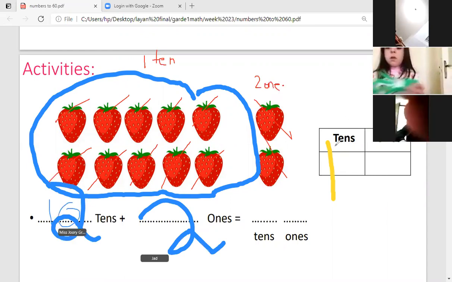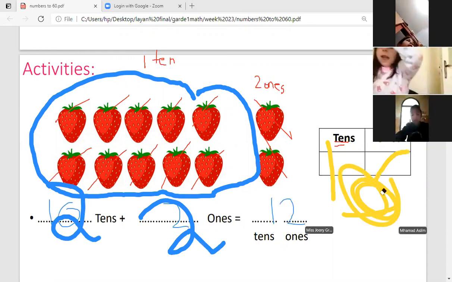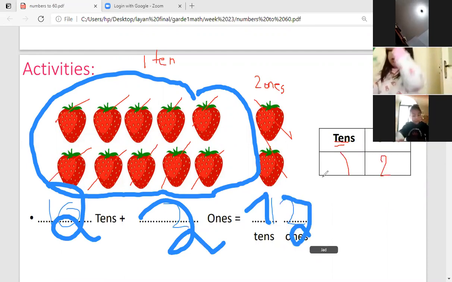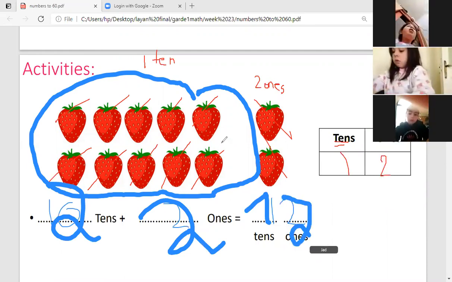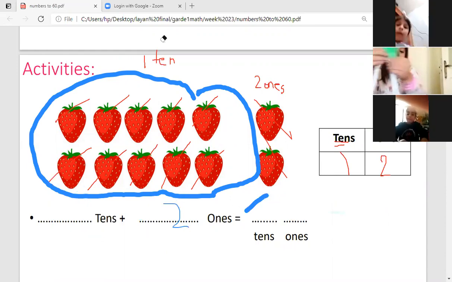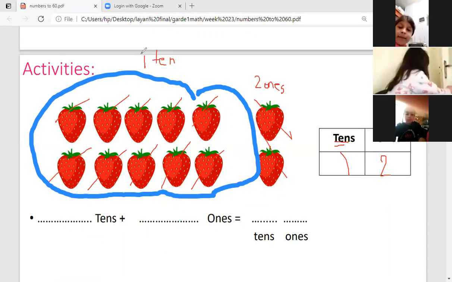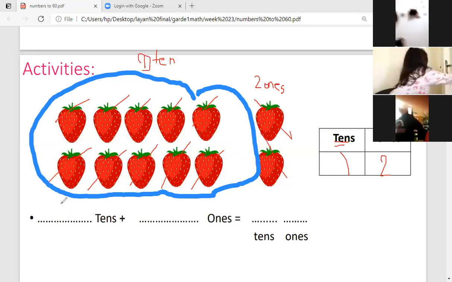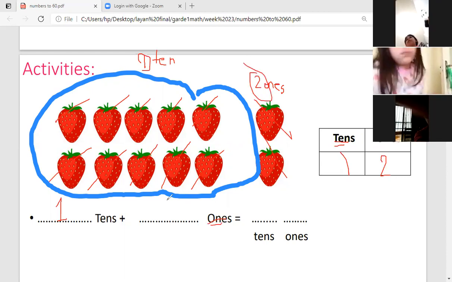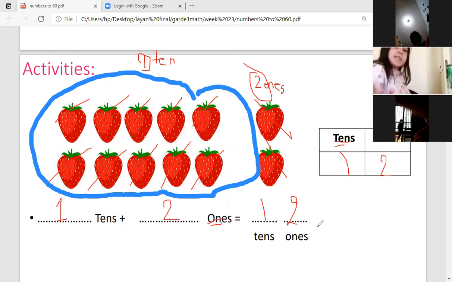How many tens do I have? I have 1 ten. How many ones? I have 2 ones. Excellent, you wrote them. So here, how many tens do I have? I have 1 ten. I'm going to write 1 here. And how many ones? I have 2 ones. So the answer will be 12.